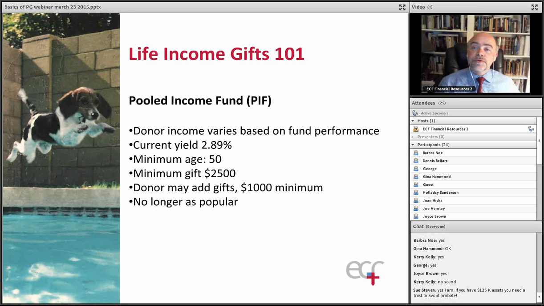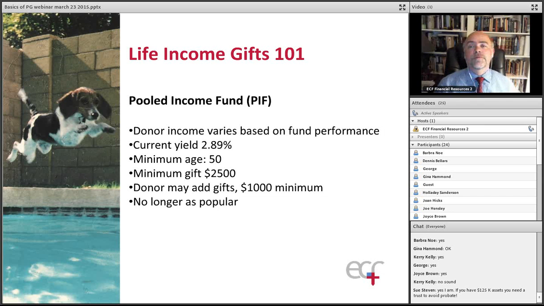So there are three main types. The first type is known as a pooled income fund. This is not as popular as it once had been when interest rates were sky high. However, even though many charities across the country have eliminated their pooled income fund, the Episcopal Church Foundation has chosen to retain it because a few people still need it.